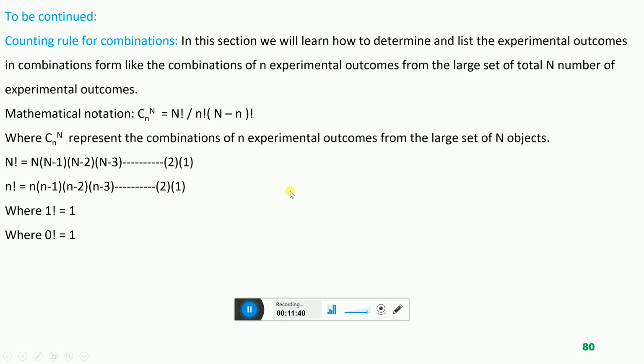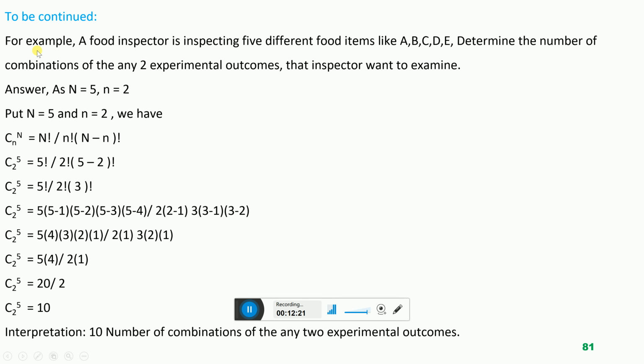So the counting rule for combinations is this formula, and this combinations rule is used to determine the total number of experimental outcomes of the large N data set in small n combinations form. We are representing the number of experimental outcomes in group-of-items form from the large set of experimental outcomes. Let me clarify by putting one example.